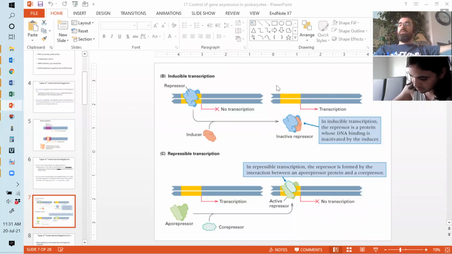Okay, so transcription normally on, repressor binds, turns it off. So that's our negative regulation. We have to do something to stop it from being transcribed. So to get it to be transcribed, we have to induce that repressor to leave. And so only in the presence of that inducer, whatever that might be, will that repressor leave and you'll get transcription.